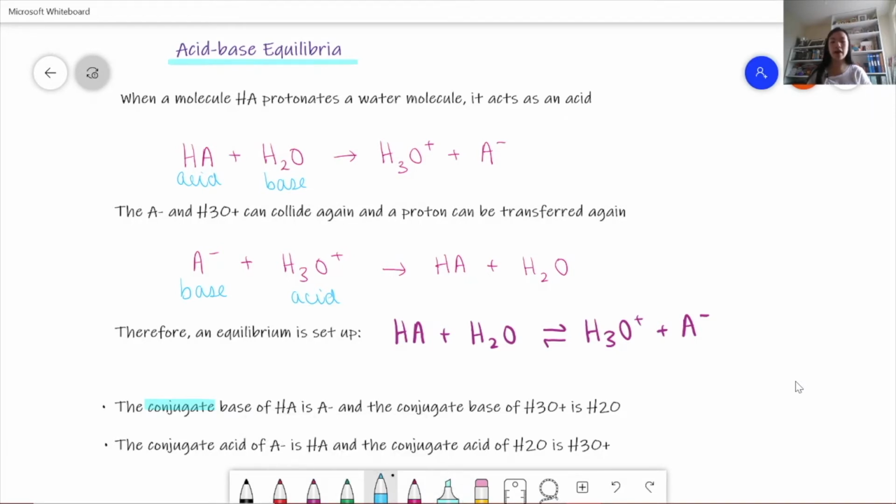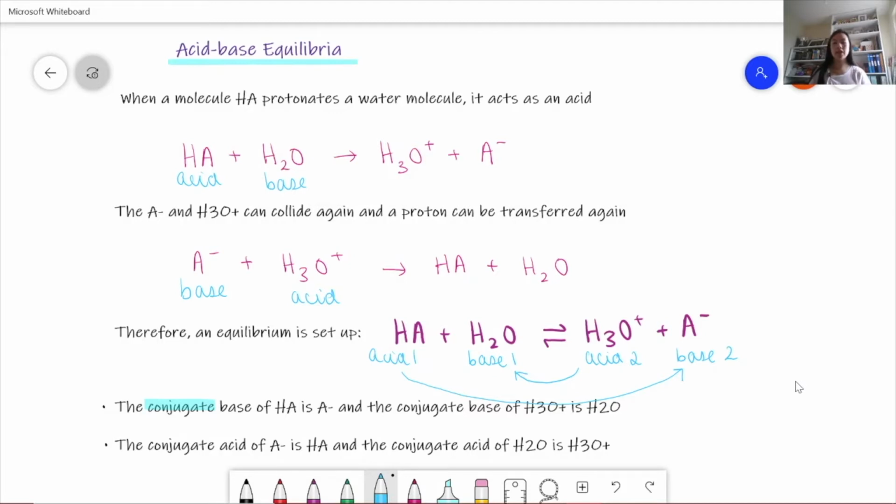So here we have, let's call it acid 1, and H2O is base 1. Then we have acid 2 and base 2. So the conjugate base of HA is this A minus, and the conjugate base of H3O plus is this H2O. And the conjugate acid of A minus is HA, and the conjugate acid of H2O is H3O plus. So that's the opposite way around.